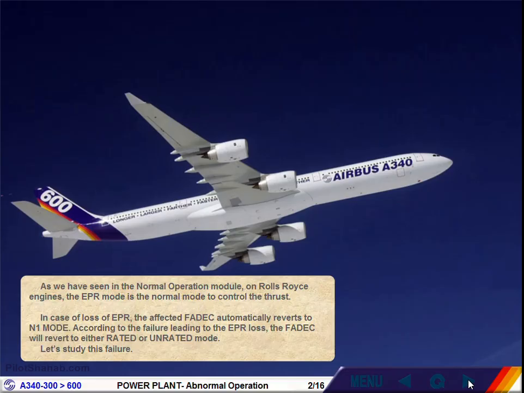As we have seen in the normal operation module, on Rolls-Royce engines, the EPR mode is the normal mode to control the thrust. In case of loss of EPR, the affected FADEC automatically reverts to N1 mode. According to the failure leading to the EPR loss, the FADEC will revert to either rated or unrated mode. Let's study this failure.